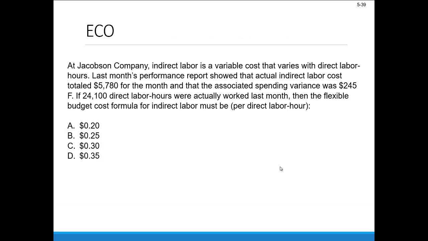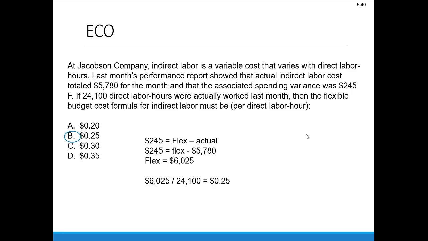Let's try another sort of back solve problem here. At Jacobs & Company, indirect labor is a variable cost that varies with direct labor hours. Last month's performance report showed that actual indirect labor costs totaled $5,780 for the month, and that the associated spending variance was $245 favorable. If 24,100 direct labor hours were actually worked last month, then the flexible budget cost formula for indirect labor must be how much per direct labor hour. Pause the video here, work through that, and then come back for the solution.